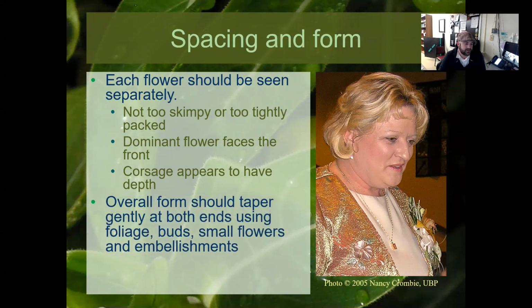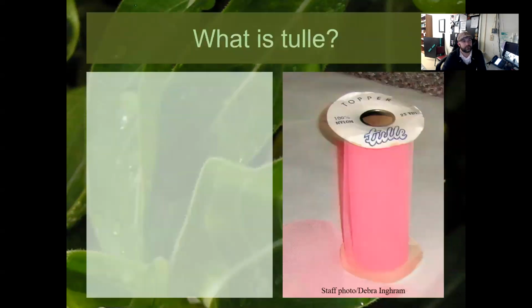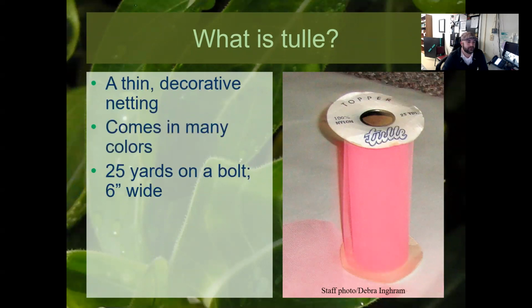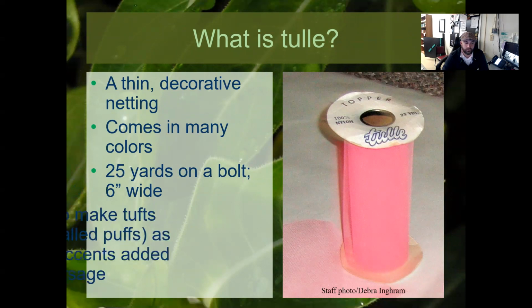So overall form should taper gently at both ends using foliage, buds, small flowers, and embellishments. So you can use a lot of stuff here to get your corsage. Flat back to fit on shoulder or wrist. And let's move into tulle and netting. So what is tulle? It's a thin decorative netting. Comes in many colors. 25 yards are usually on a bolt, about 6 inches wide.